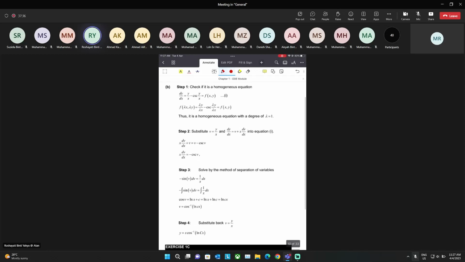So step number 1. This is the equation given in the question. This is f(x,y). So what you need to do for the first step, y becomes lambda y and x becomes lambda x. By having this, meaning that here you can cancel. After you cancel your lambda, you can get the original one, and then negative cosecant, where you cancel this, you will get f(x,y). So this shows that this equation is a homogeneous equation. How about the degree? The degree of lambda is equal to 1.